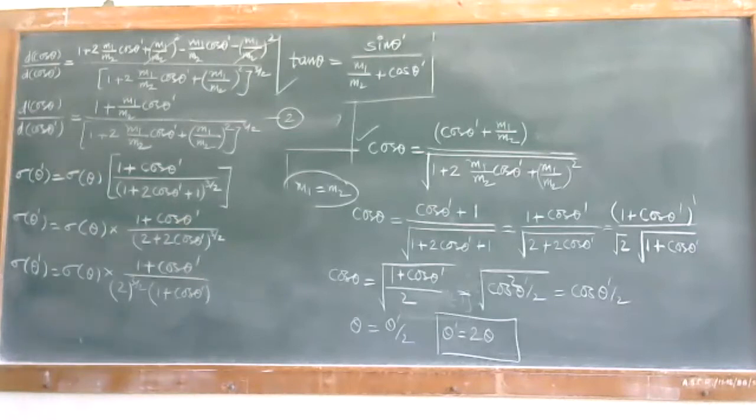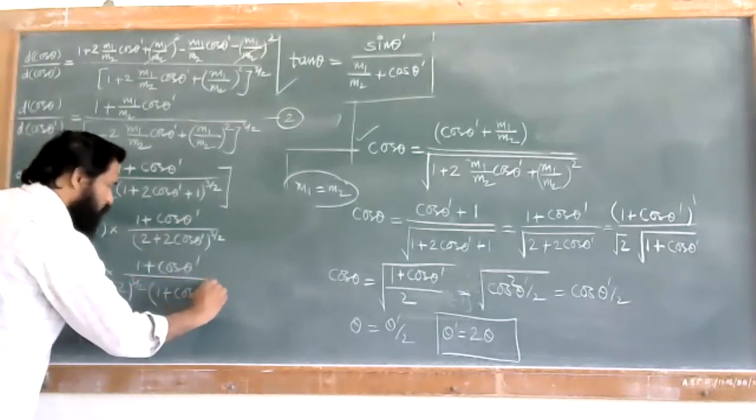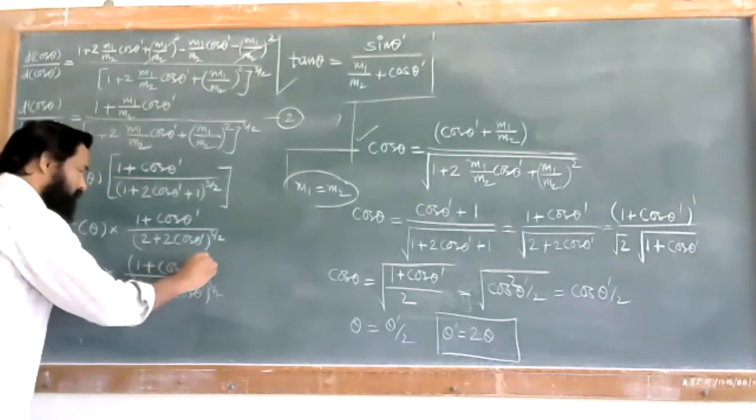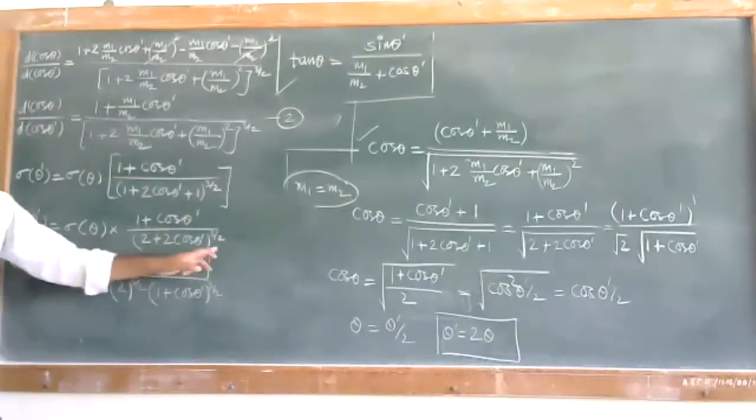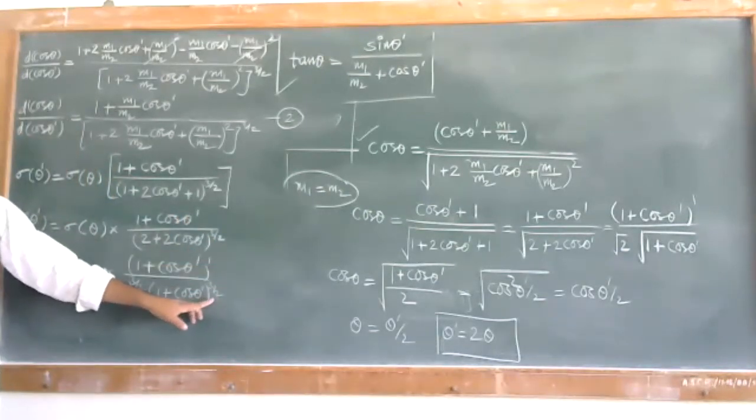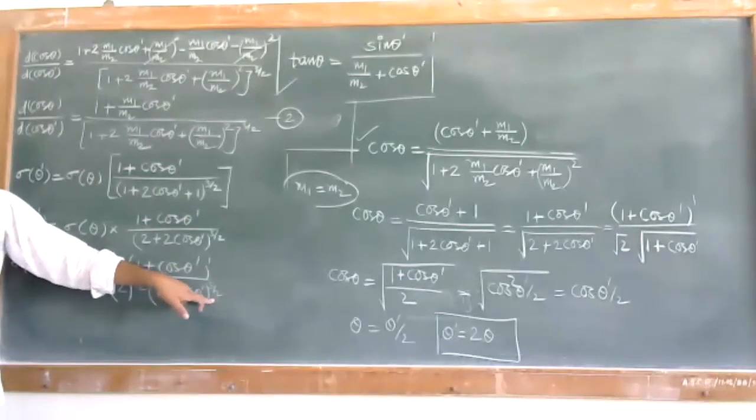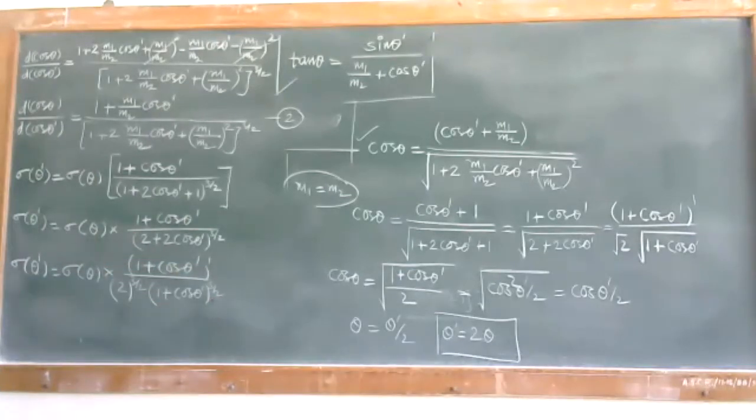Okay, raised to 3 by 2. So look at this term. This is having power 1. This is having power raised to 3 by 2. So what is the term which will remain? The term which remains is 1 plus cos of 2 theta.